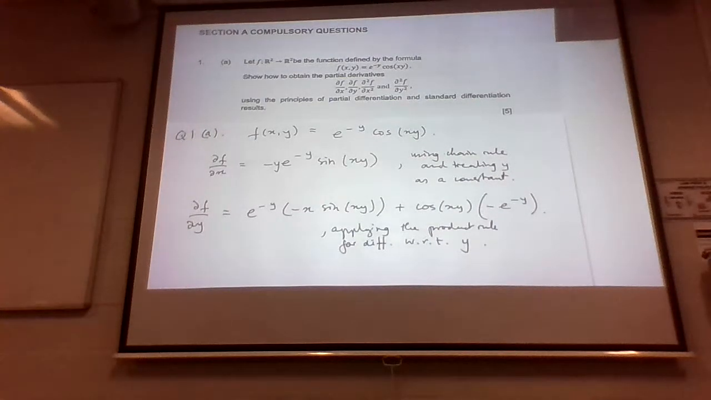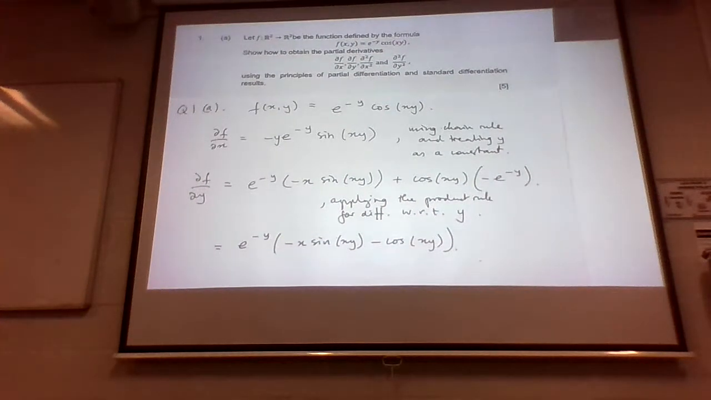Now that might be tidied up a bit, wouldn't it? Because you've got a factor of e to the minus y everywhere, and it's multiplying minus x times the sine of xy minus the cosine of xy. Those are the 2 first-order partial derivatives.